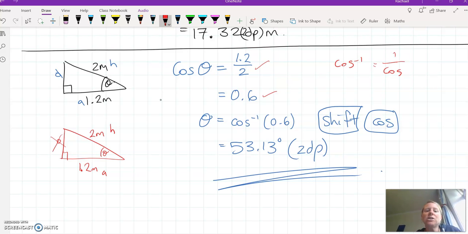So on your calculator, you would do shift cos. You'll see the little cos to the power of -1 written up above the cos button there. Shift cos 0.6 equals. You're going to get a lovely number. You're thinking about degrees, and you know you're in a right-angled triangle, so it's going to be less than 90, somewhere between 0 and 90. Check your answer, make sure it makes sense. And because it's degrees, make sure you put your little degree sign in and any rounding.